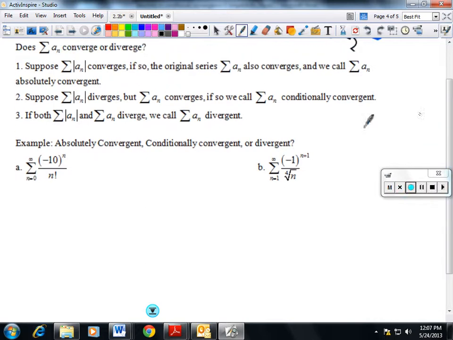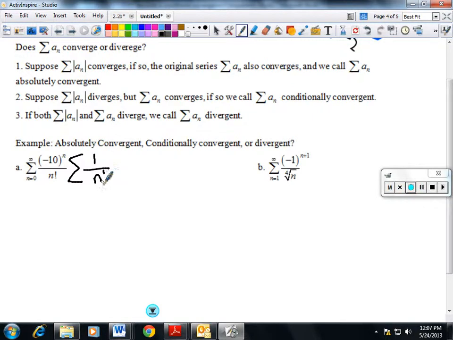So we're going to look at this one. Because of the negative 10 to the n, it's going to be alternating. So this is an alternating series. The limit goes to 0, so it's going to converge. So it's either going to be conditional or absolute. Now if you took this away and you just had 1 over n factorial, that's going to converge as well.